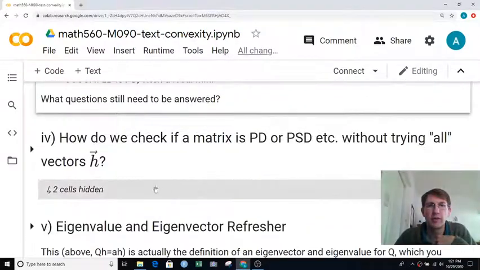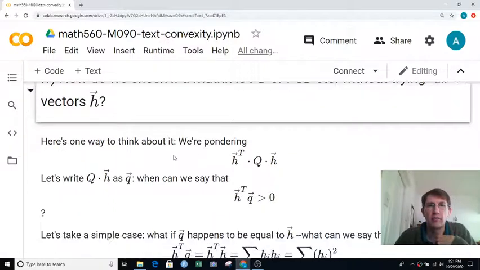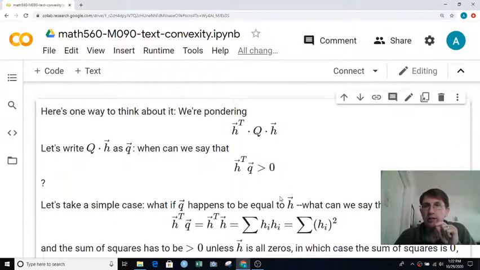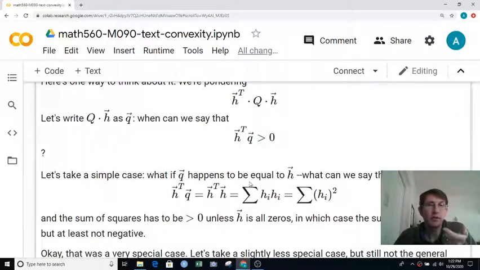So let's think about that. We're wondering, is h transpose Qh always positive, for example, or never negative? Let's take a little bit of a shortcut and just write Qh as some vector little q. It seems like a small enough change for now. So we're asking, when can I say that h times q is strictly positive, let's say. Let's start with a special case. What if h and q happen to be equal to each other?